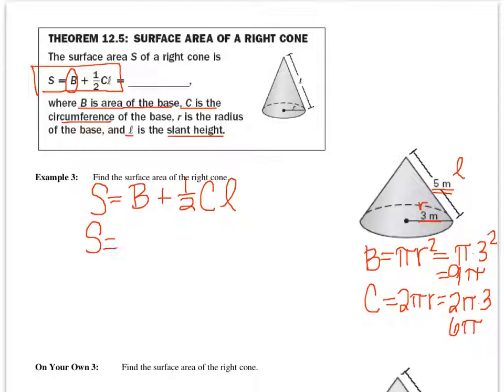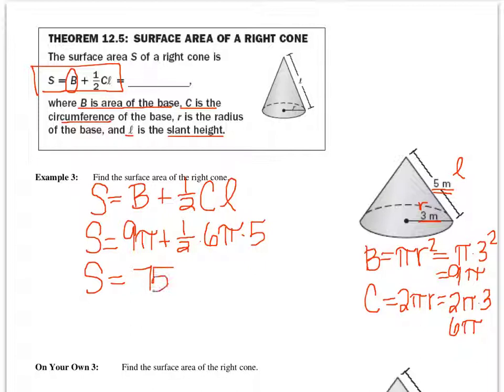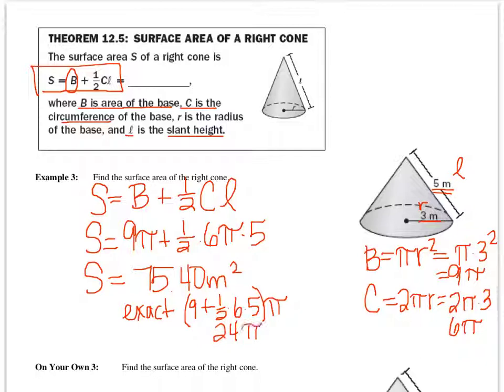So S equals my base area, 9 pi, plus half times my circumference of my base, 6 pi, times my slant height, which is 5. They gave that to me. So if you plug that all into your calculator and simplify, you'll get 75.40 meters squared. And we can do an exact value pretty easily here. If you just do 9 plus 1/2 times 6 times 5, and then put the pi sign back on there, that would give you 24 pi, and that would be meters squared. That would be my exact value, and this would be my decimal form.